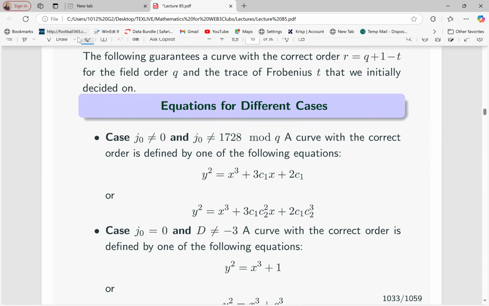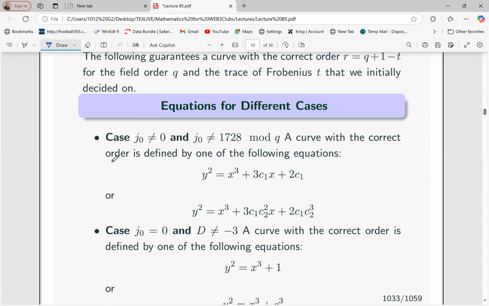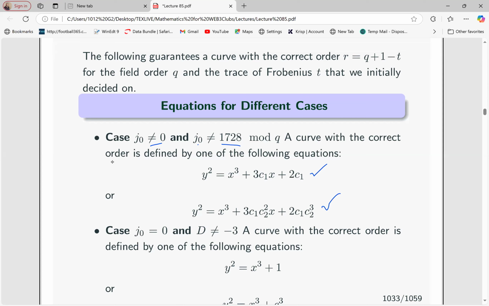Now, the common cases of equations we would then have are these. If your J naught is not equal to 0 and J naught, which you calculated using your Rust code, is not equal to 1728, then your elliptic curve is supposed to take either this form or this form.